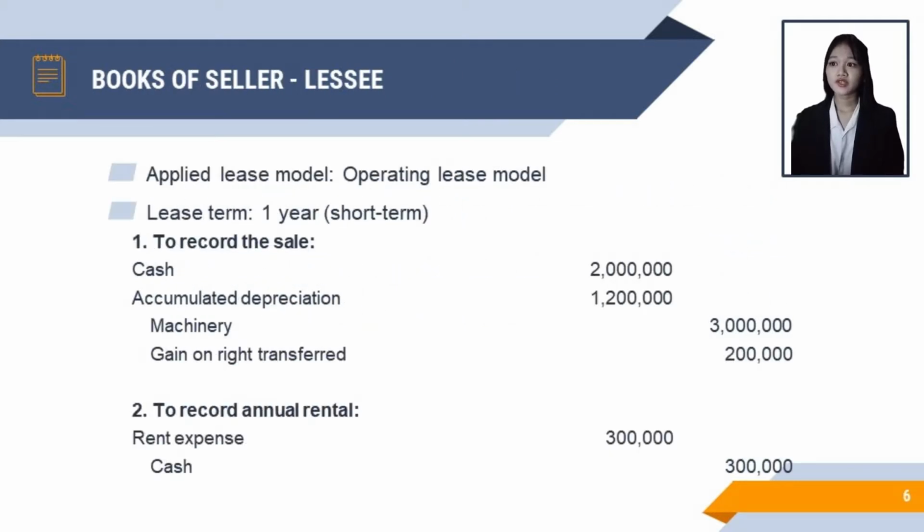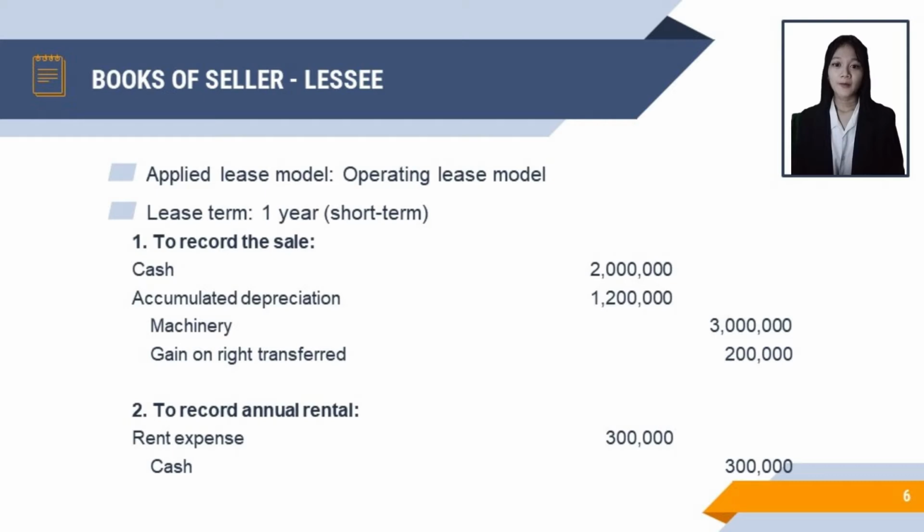Before we proceed with the journal entries in the books of the seller-lessee, the lease model we used here is the operating lease model. Why? Because of its lease term of 1 year. Number 1, to record the sale. Debit cash for 2 million, this is the sale price at fair value, and debit accumulated depreciation for 1.2 million, then credit machinery for 3 million, this is the original price of the machinery, and credit gain on right transferred for 200,000. So how did we get the 200,000?